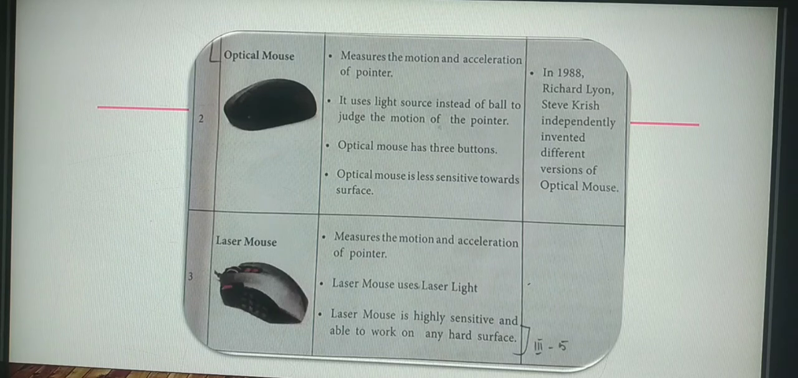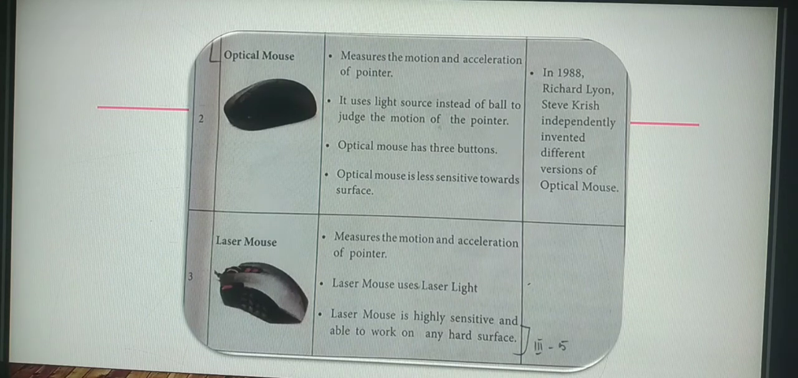Clear with this one? Yes, I will read this out for you. The first point under optical mouse is measures the motion and acceleration of pointer. Similarly, under laser mouse, the first point is measures the motion and acceleration of pointer. The second point, it uses light source instead of ball to judge the motion of the pointer. And next here, laser mouse uses laser light.